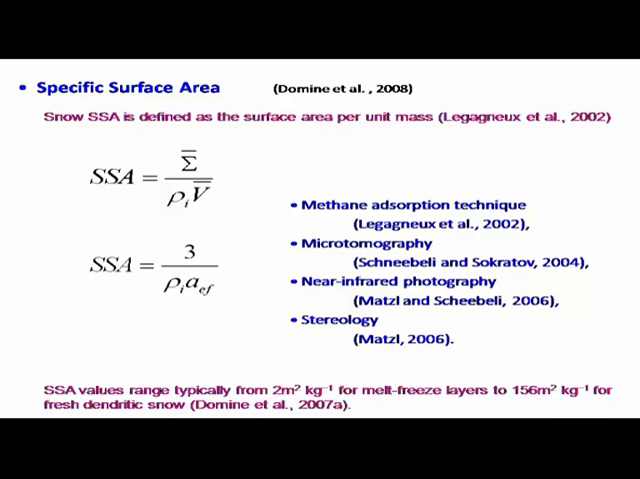So there are the methods given by Lagrange in 2002. There are methane absorption techniques, micro tomography, near infrared photography, stereology. From all these methods one can estimate the SSA. SSA values typically range from 2 meter square per kilogram for the melt freeze layer to 156 meter square per kilogram for the fresh dendrite snow.